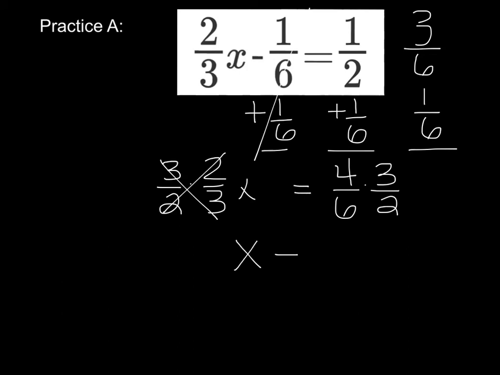Now I have just x, and I look for things that will cancel on this right-hand side. The 2 cancels with the 4, leaving 2, and the 3 cancels with the 6, leaving 2. When I multiply, I get 2 over 2. That reduces to 1.